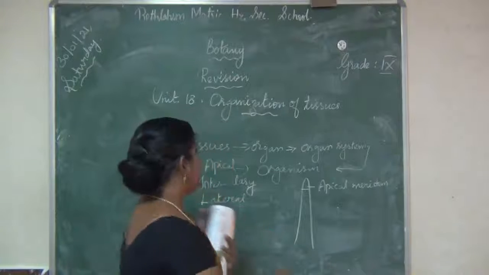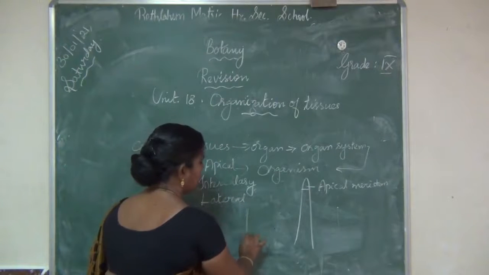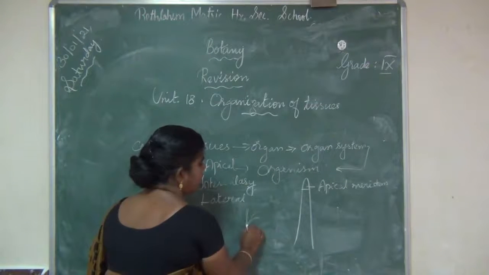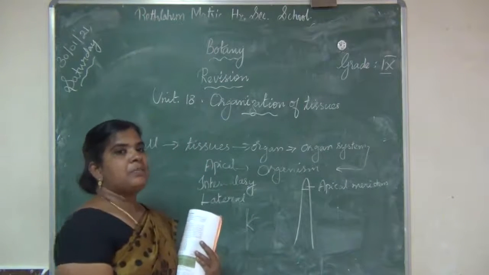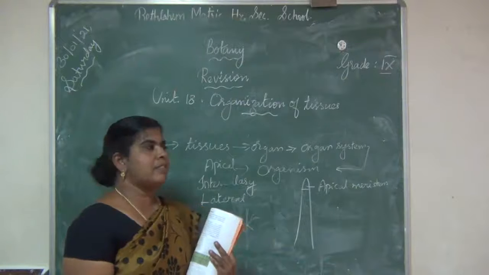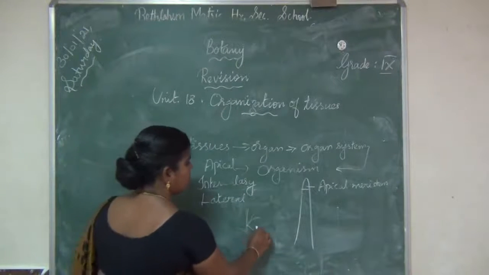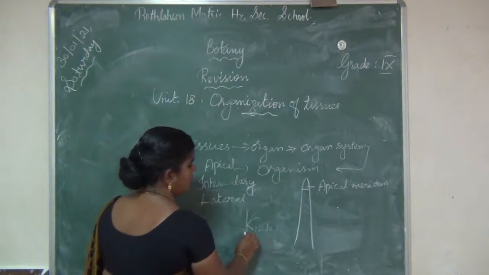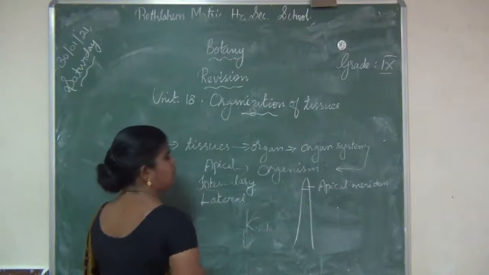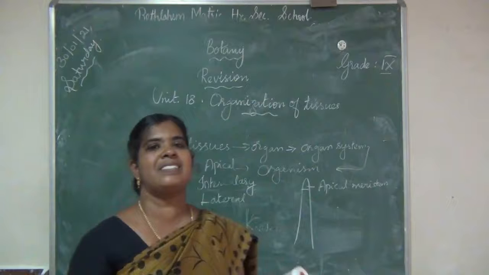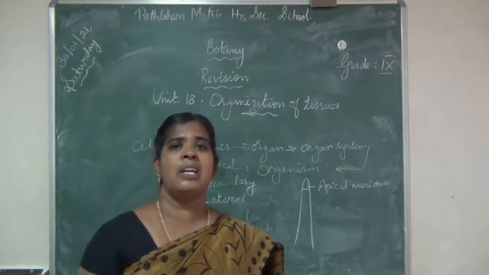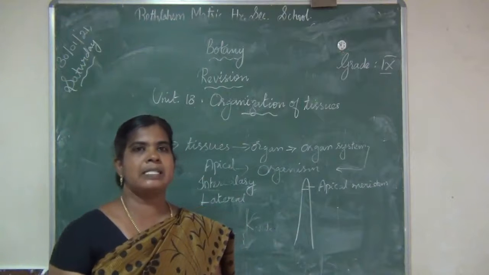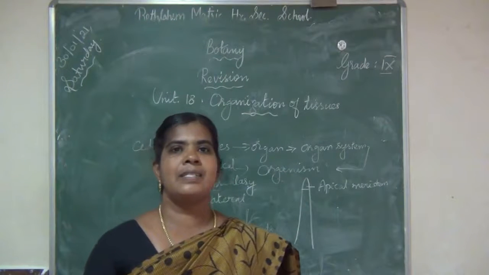Suppose this is the stem. Here the leaves arise, isn't it? The area of the stem in which the leaf arises is called the node. This is the node. The distance between the two nodes, or the adjacent nodes, is the internode.